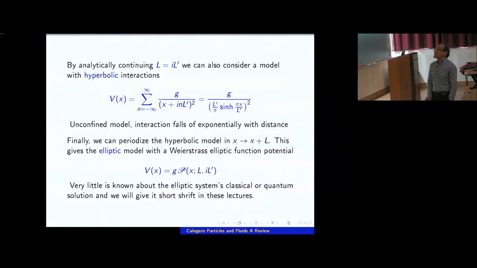We can do more things. We can take that periodicity L and analytically continue to an imaginary value. The potential remains real. Yet the system remains as solvable as it was before. It's just an analytic continuation of the solutions. And that is the hyperbolic model, where the interactions are now of the inverse sinh hyperbolic sine square.